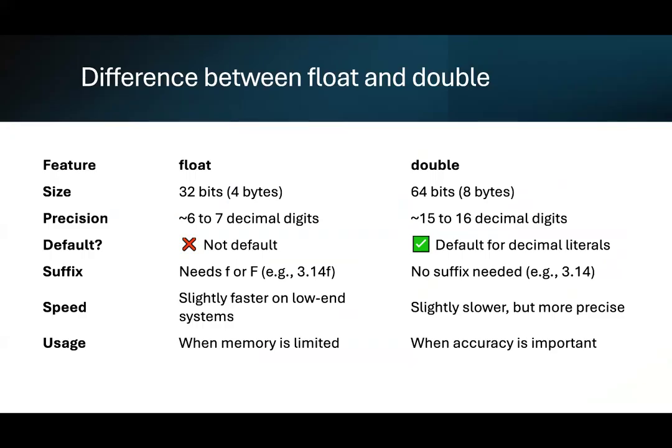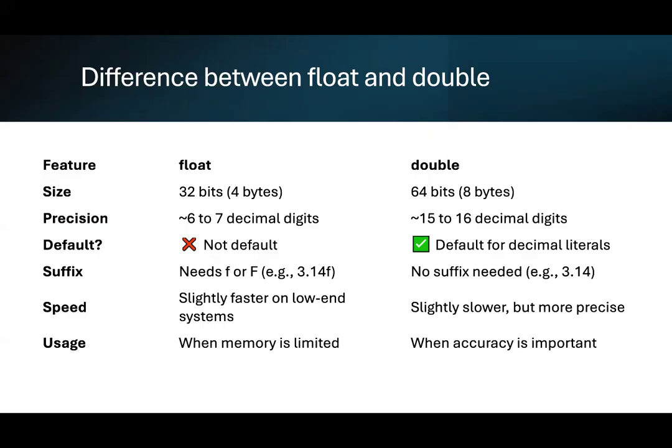Now the difference between float and double. The size of float is 32 bits, which is 4 bytes, where 1 byte is 8 bits. The double is 64 bits, which is 8 bytes. Float can store up to 6 to 7 decimal digits, whereas double can store 15 to 16 decimal digits. Float is not the default, and double is the default for decimal literals. For the suffix, for float we need to add f, like 3.14f. For double, we don't need to add anything.